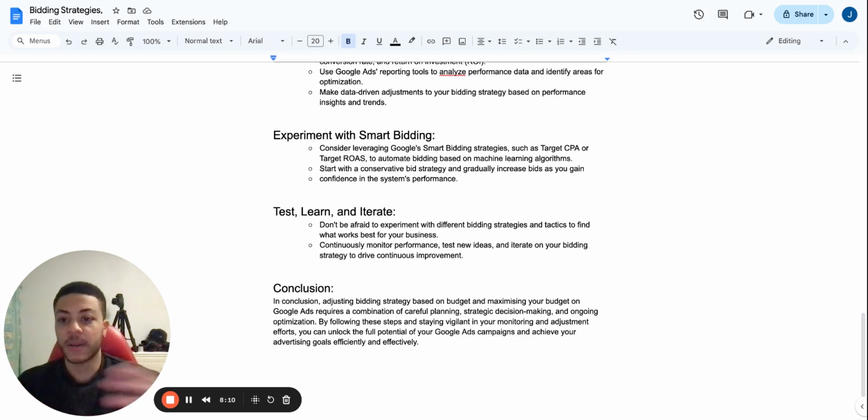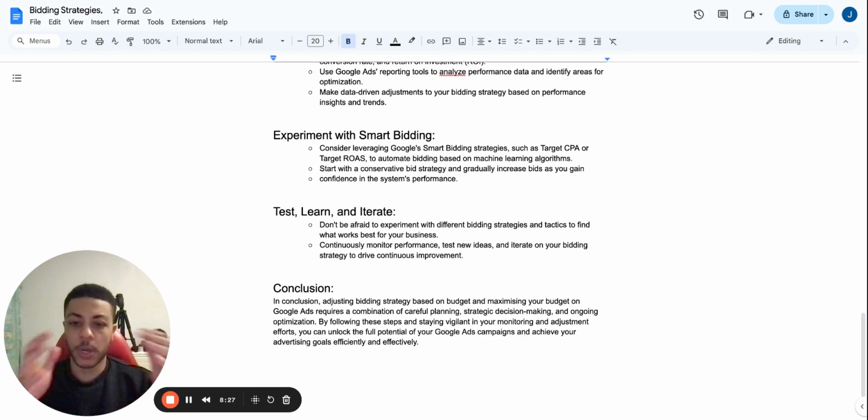Oftentimes, if you've seen stuff like that before, say you work in a certain e-commerce industry and you've done Google ads in that industry before, there are certain industry trends that do work. But for your specific business, you do want to find stuff that works exceedingly well for your business.